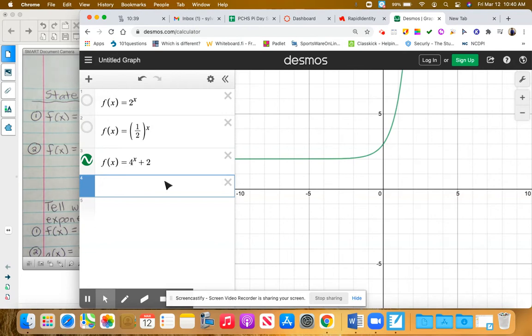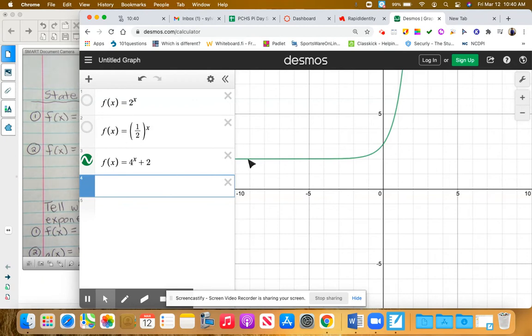Again, for all exponential functions, your domain is going to be all real numbers. So for all exponential functions, my domain is all real numbers. The range is going to be what changes from problem to problem.